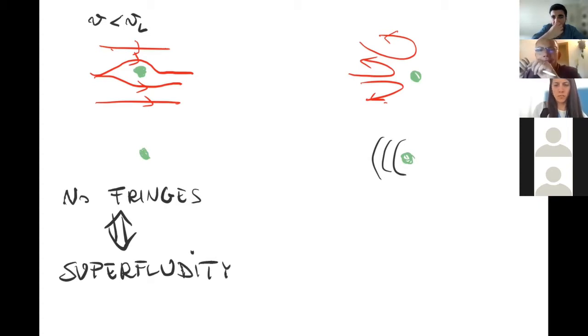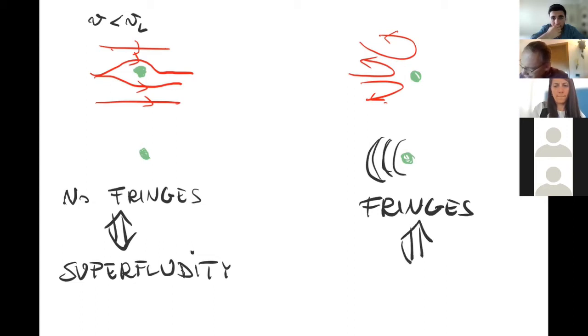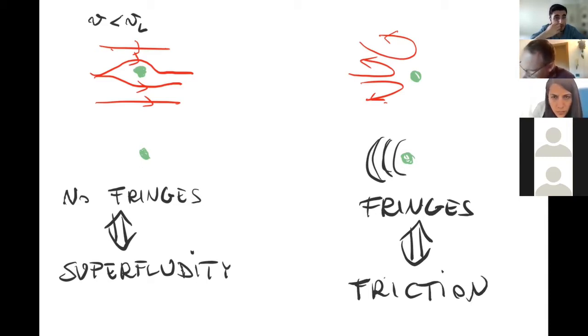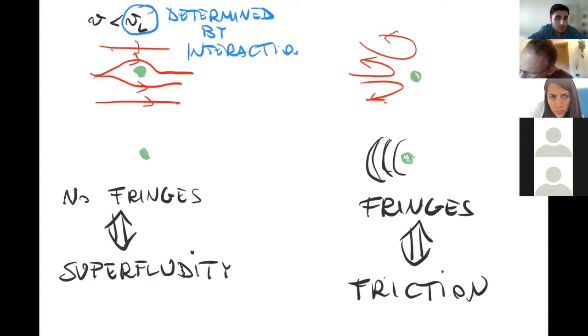Actually, superfluidity is a collective behavior which is due to the interaction between the photons. In this way, the collective behavior is able to screen out the presence of the defect and make the photons flow around the defect with no scattering. While here, there are fringes, and these fringes are basically the signature of friction. And this critical speed is determined by interactions. The lower the interactions, the smaller the critical speed. So it's a collective effect which is determined by interaction mostly.